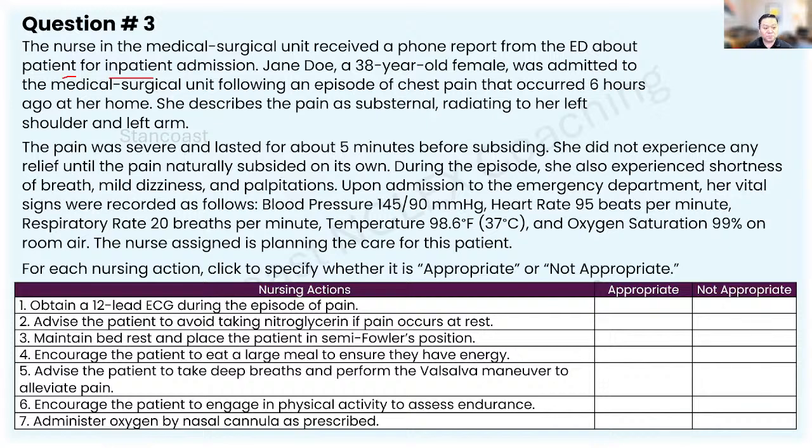Upon admission to the ED, her vital signs were recorded as follows: blood pressure 145/90, heart rate 95 beats per minute, respiratory rate 20 breaths per minute, temperature 98.6 Fahrenheit or 37, oxygen saturation of 99 on room air. The nurse assigned is planning the care for this patient. Now, for each nursing action, click to specify whether it is appropriate or not appropriate. So this is one of those multiple select type of question.